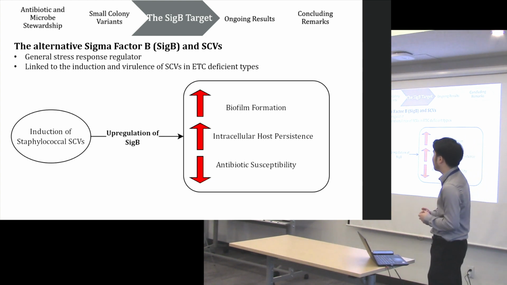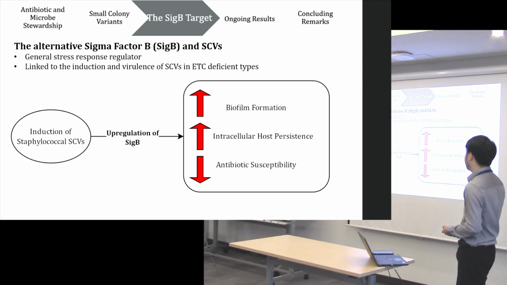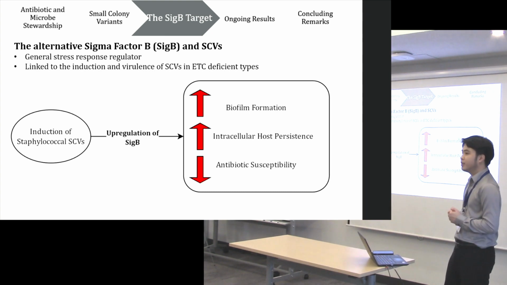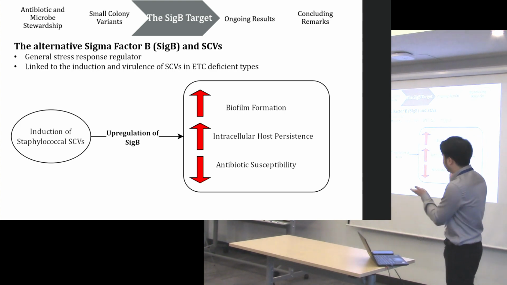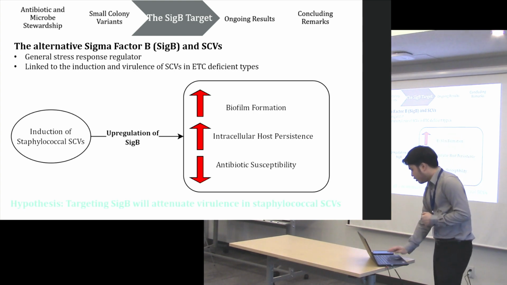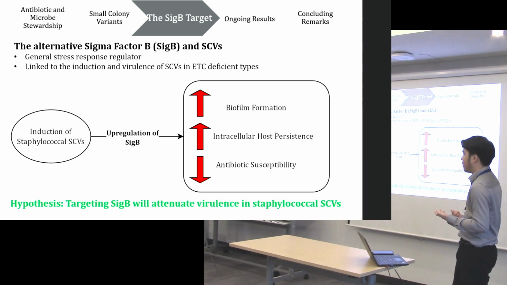So in this figure, you can see how the induction of staphylococcal SCVs results in the upregulation of SigB, and this is linked to increased biofilm formation, increased intracellular host persistence, and decreased antibiotic susceptibility. These are the three main virulence factors that I talked about in the first slide when I introduced SCV. So you can see how SigB is globally linked to the whole virulence of SCVs. My hypothesis is that targeting SigB will attenuate virulence in staphylococcal SCVs.